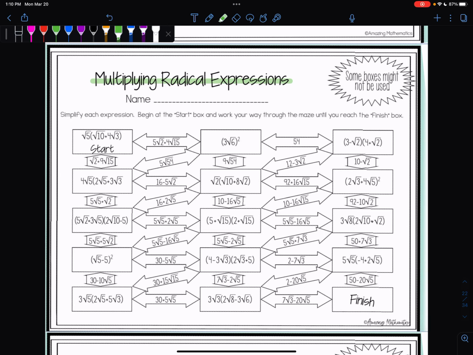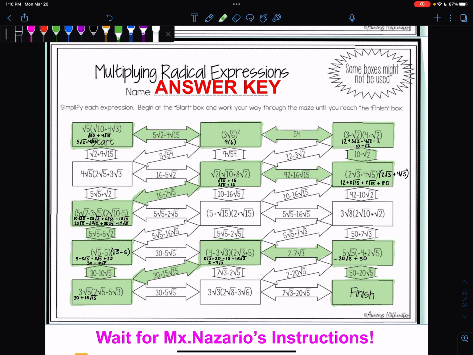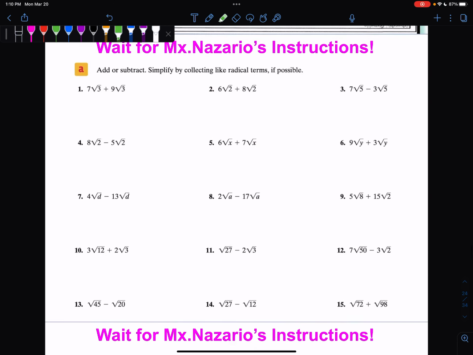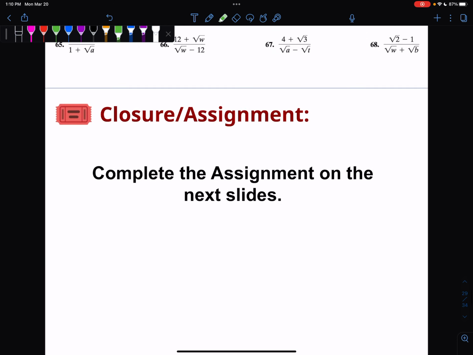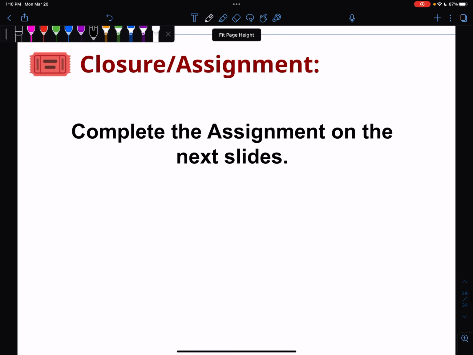All right, here we go. Here's your answer to multiplying radical expressions. And at this point, this one might have taken a little longer, so probably about 7 to 10 minutes maybe. You should have about 15 minutes left in class. So what I'm going to say is I'm going to come to where it says the assignment, complete the assignment on the next slides.